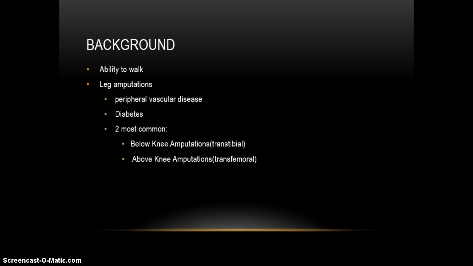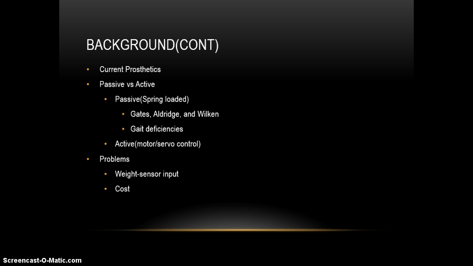There are really two types of leg amputations: below knee amputations, called transtibial amputations, and above knee amputations. Of the two, below knee amputations are generally more common. I think it's something like 47% of all amputees are below knee, and 23% above knee. So with current prosthetics, the goal is to re-simulate human gait so that amputees don't have to spend as much energy walking.